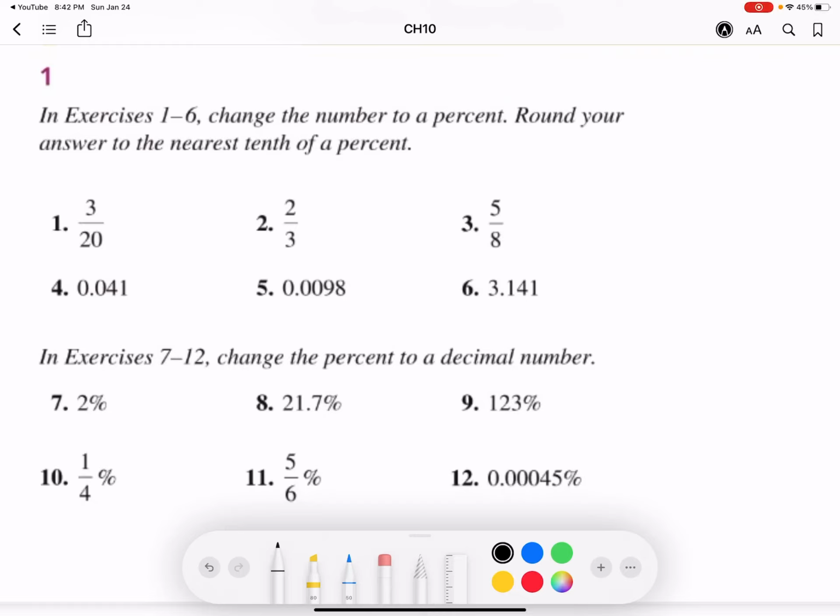All right, I'm going to go over the section 10.1 exercises. Let's start with number 1. It's asking us to change the number to a percent and to round to the nearest tenth of a percent if needed.